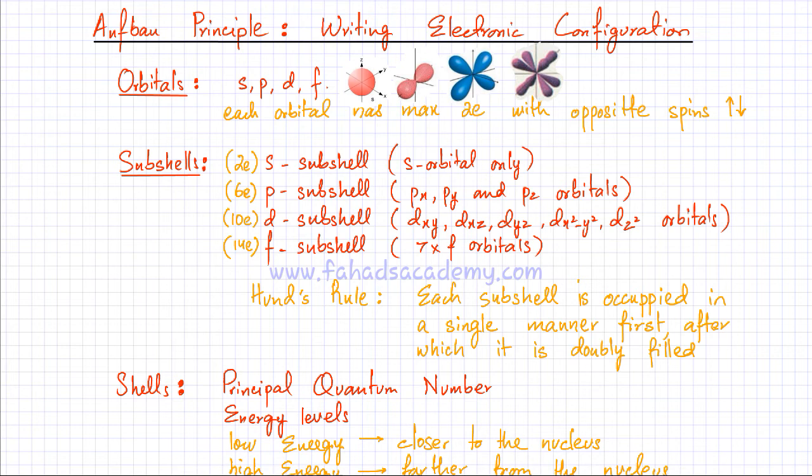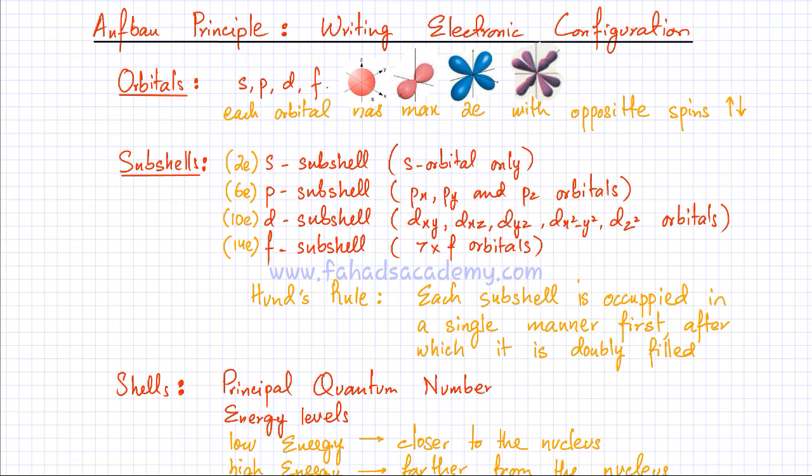And we also discussed that each orbital has a maximum capacity of 2 electrons. And the 2 electrons must have opposite spins, which means that they must have opposite magnetic fields, magnetic dipoles, so that the electric force of repulsion gets cancelled out by the magnetic force of attraction, so that the 2 electrons do not repel each other.